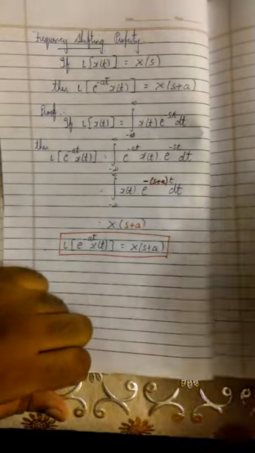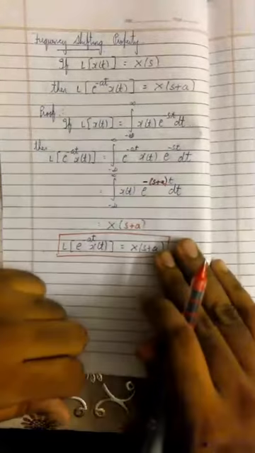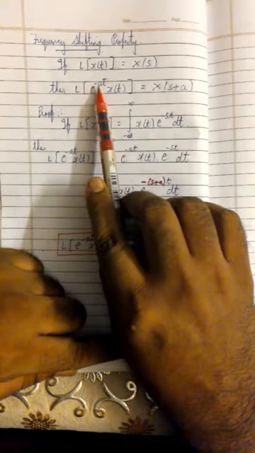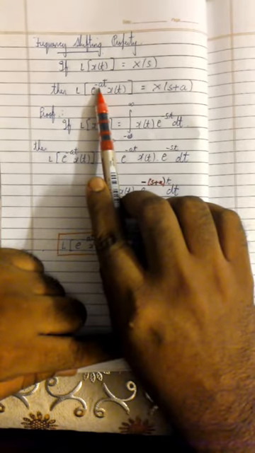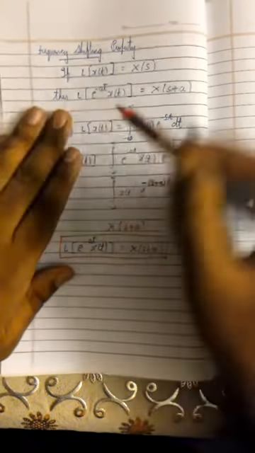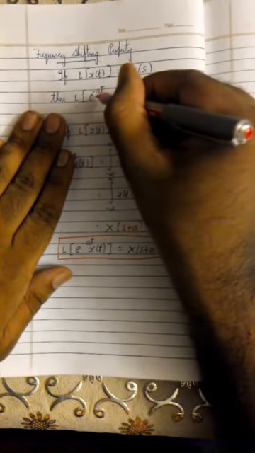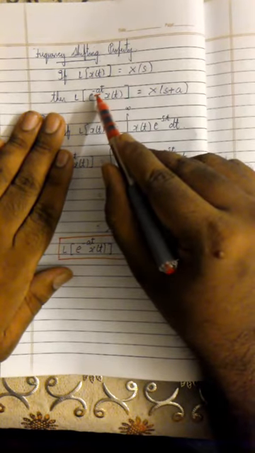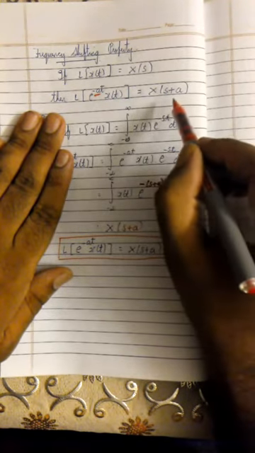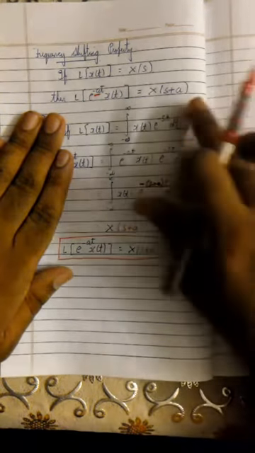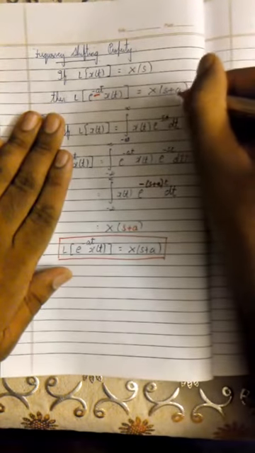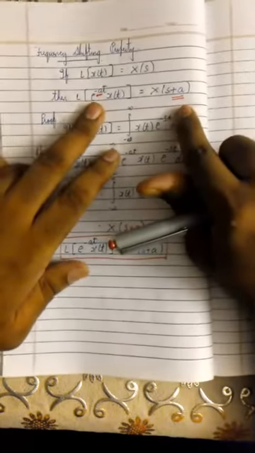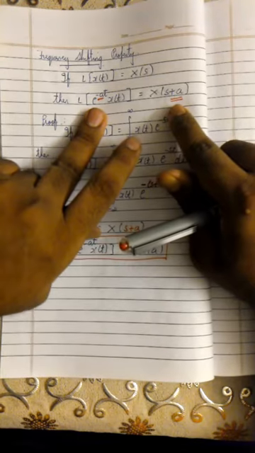Another important difference is in the value of the power. Here it is e raised to minus at, so the constant of the power is minus a. If it is minus a over here, then the shift takes place in the opposite value. That means here it will be replaced with plus a. This is another important difference between the time shifting theorem and the frequency shifting theorem.